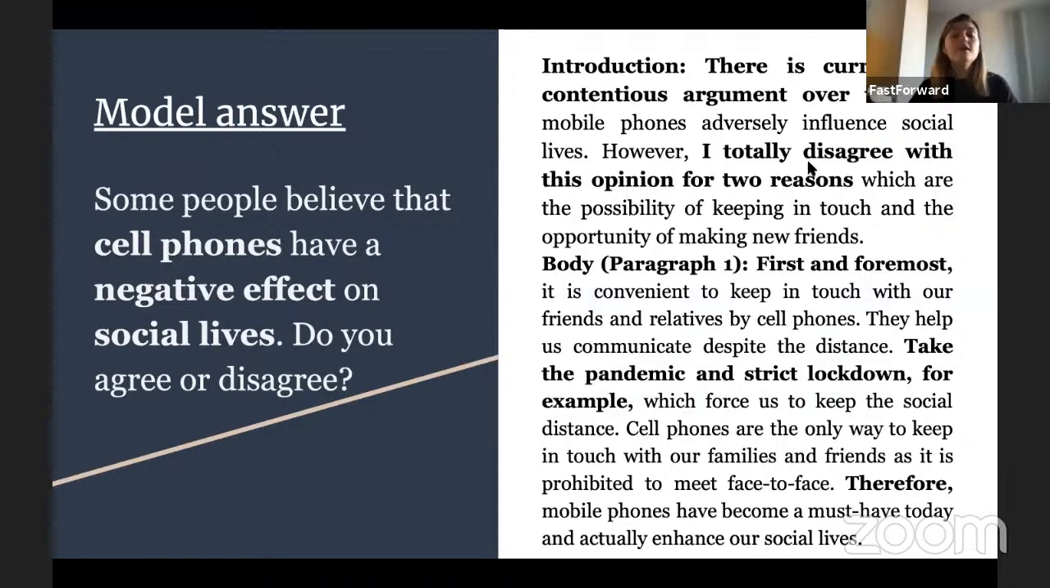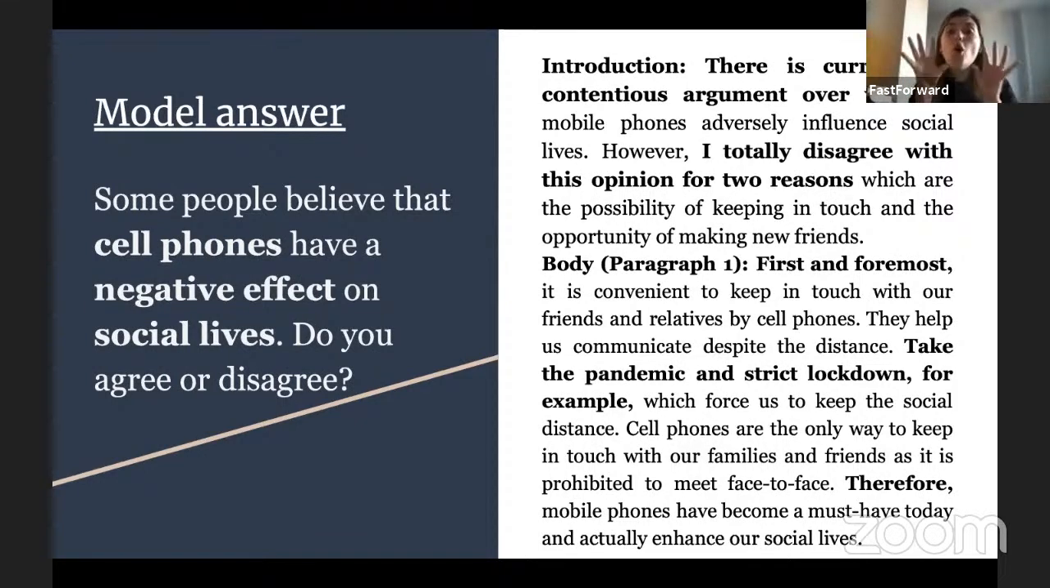And I'm saying, therefore, mobile phones have become a must-have today and actually enhance our social lives. Enhance means like make it better, intensify, right? You can check this word out later to understand it better. But you see, I'm trying to show off my vocabulary here, right? I'm using enhance instead, okay? So what's really important here, look how practically this conclusive sentence looks like.